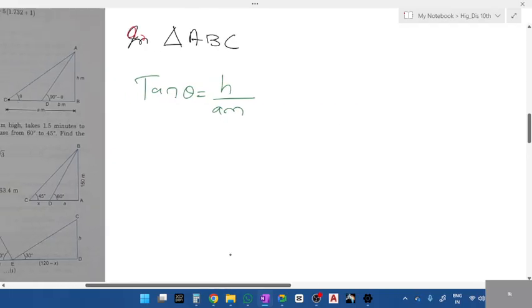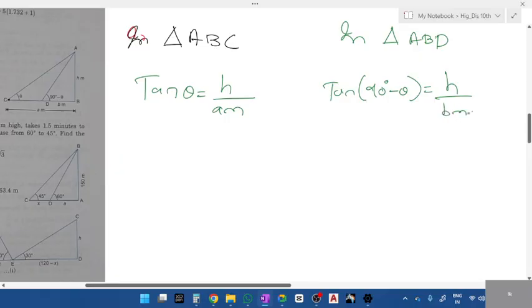Okay, next. Smaller triangle. Apply for ABD, students. Same. Tan of 90 minus theta is equals to H divided by what is BD? BM. Correct. BM.